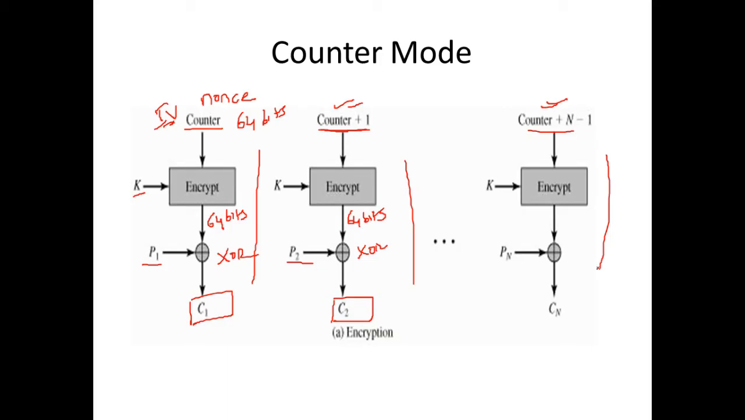Again, what is the advantage here? Since we are using different counter values for each block of encryption, the ciphertext that we are going to achieve will be different even when the plain text message is the same. So here we achieve parallel encryption and also we have overcome the weakness of electronic codebook mode because we are using different counter values for encrypting different blocks of plain text.